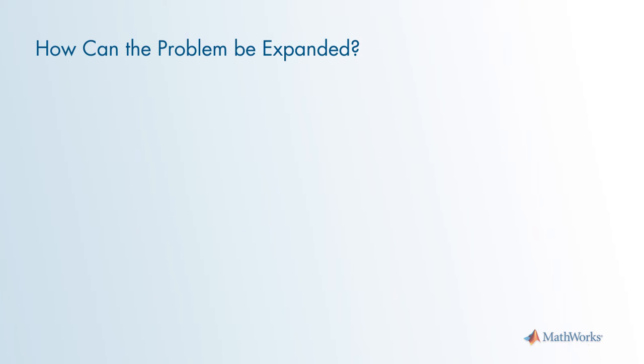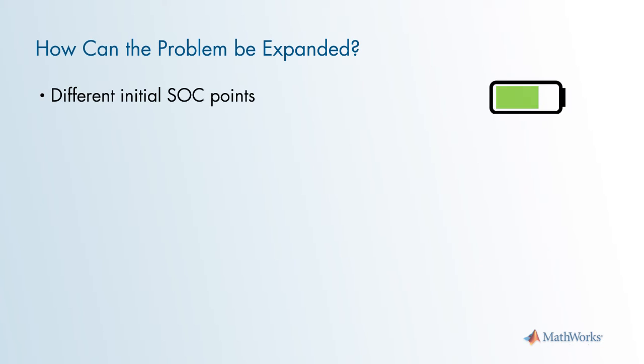Now that you have seen the process for setting up an optimization problem using Simulink Design Optimization, you can conduct your own studies. How would you expand the example shown? Some suggestions are, you could try different initial battery state of charge points. This exercises the supervisory controller. You can add an objective to minimize the 0 to 60 mile per hour time.